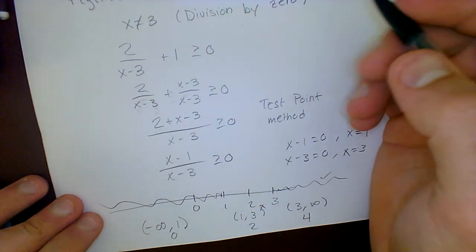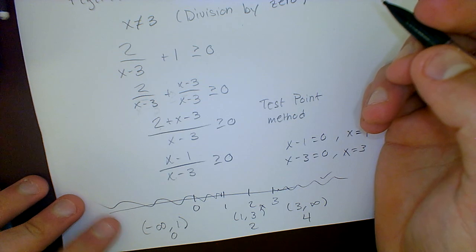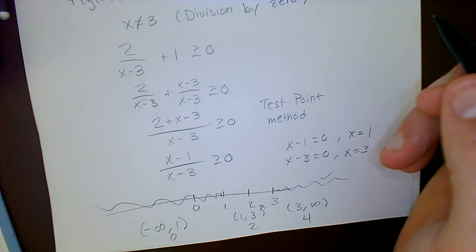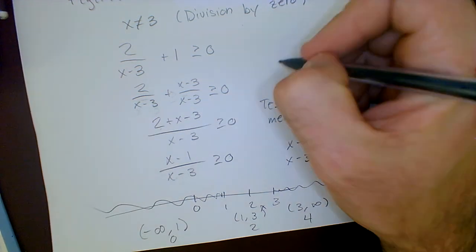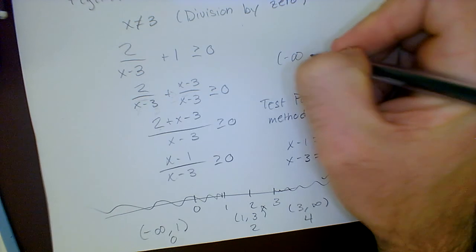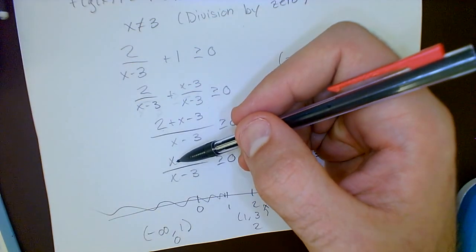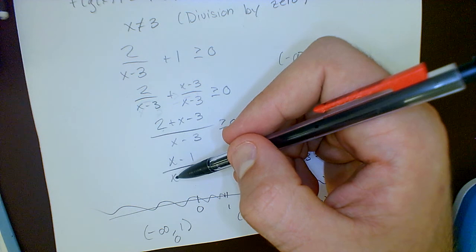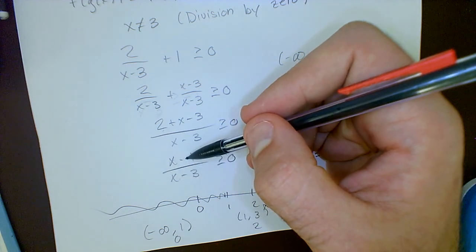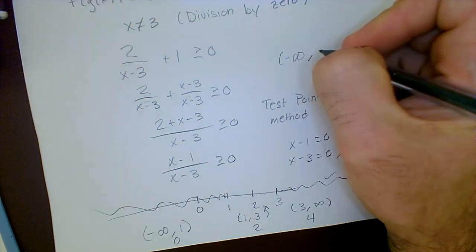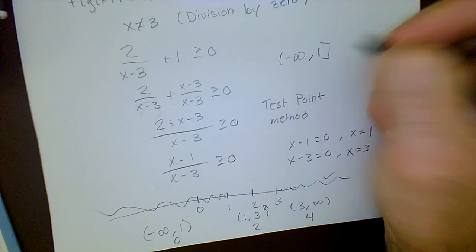Okay, and we already said our intervals are negative infinity to, so first we have to test our endpoints too, right? Because if I put in 1, I get a 0. So it's 0 divided by 1 minus 3. Well, it's 0 divided by negative 2. 0 is greater than or equal to 0, so we're going to include 1.